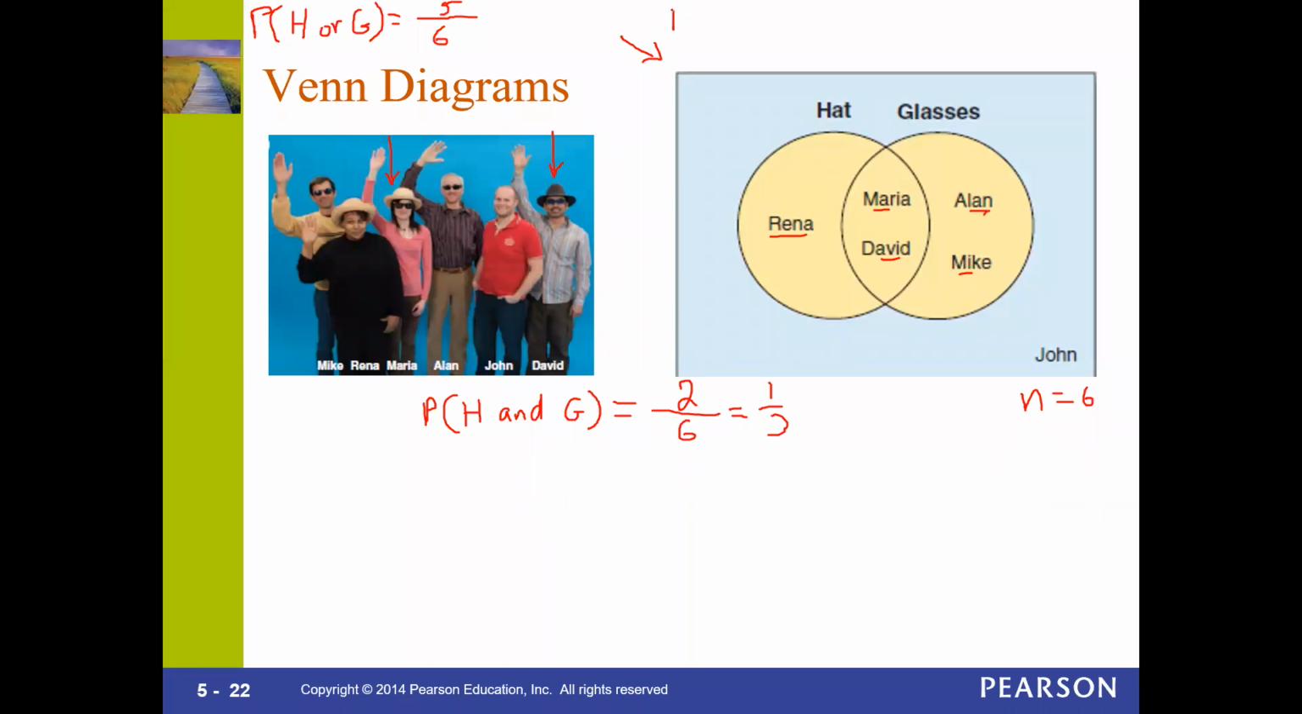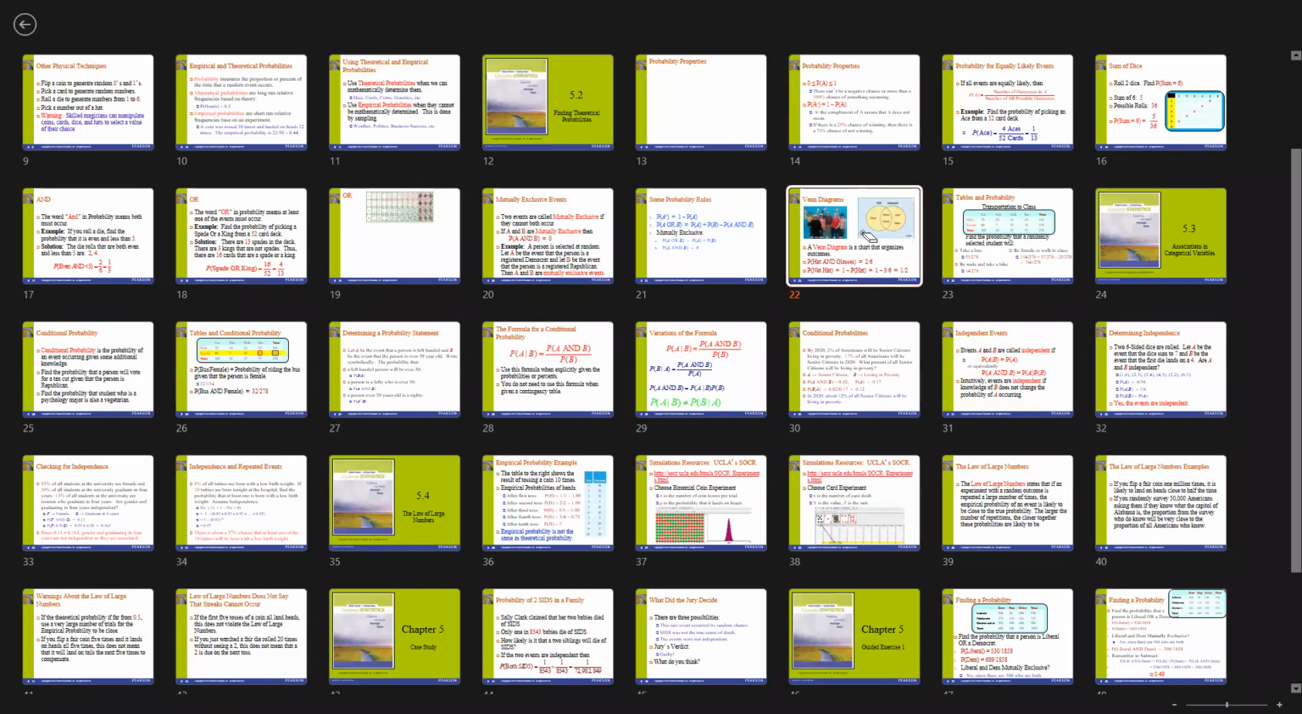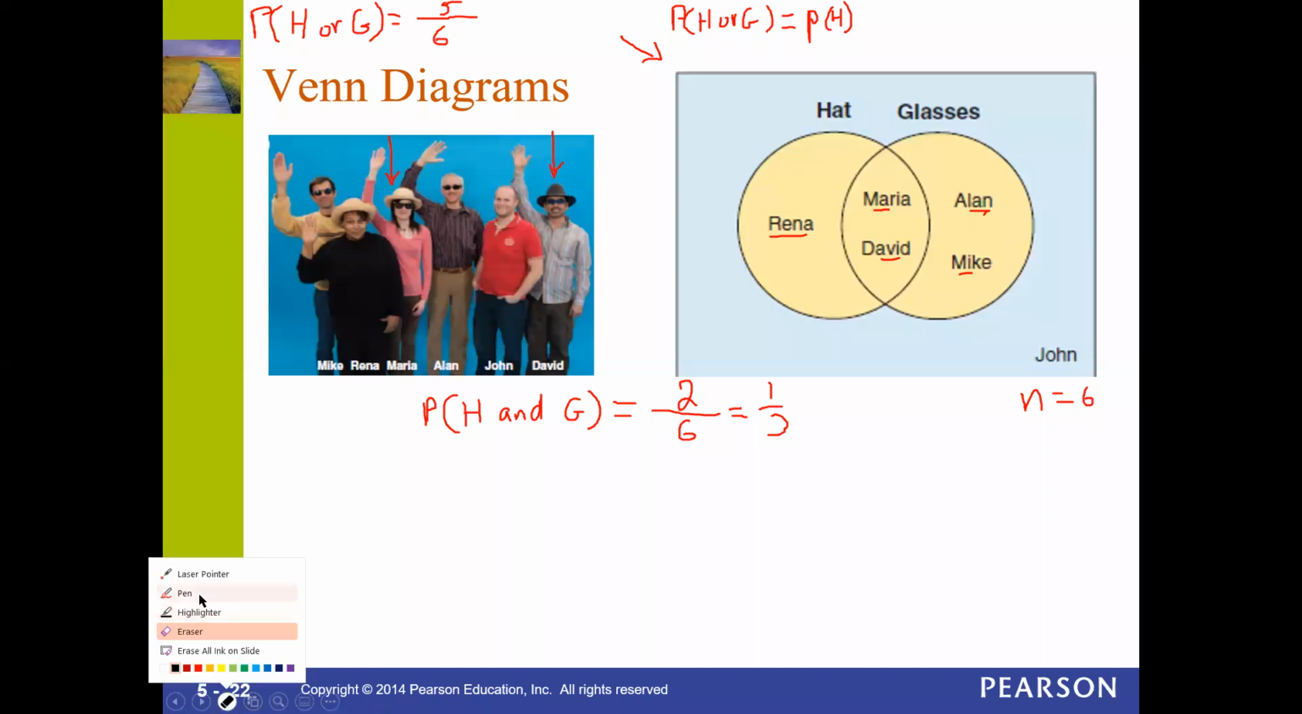Or you can use the formula P of H or G. You're going to say P of H plus P of G, take away P of H and G, okay?